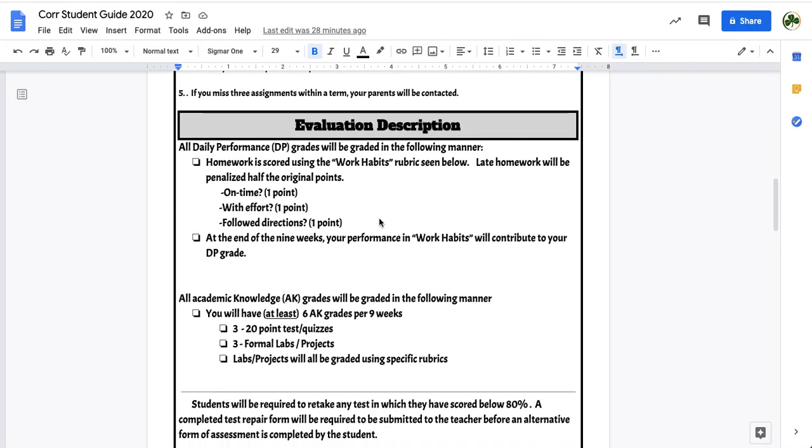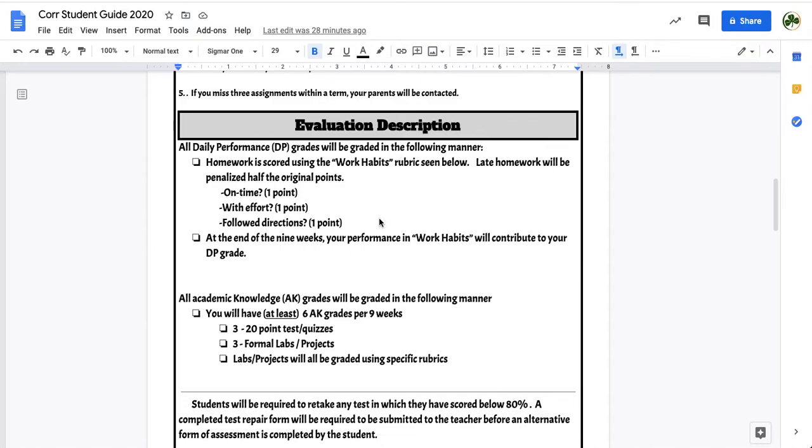Now, when we go through the evaluation description, like how do I grade you? All DP, or daily performance grades, this is like your homework, participation, things like that. I use a 3-point rubric, and I basically ask, did you turn it in on time? Did you complete it with effort? And did you follow the directions? Those three things are how I basically grade homework.